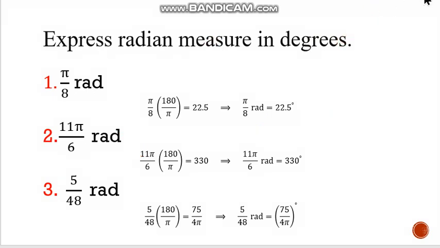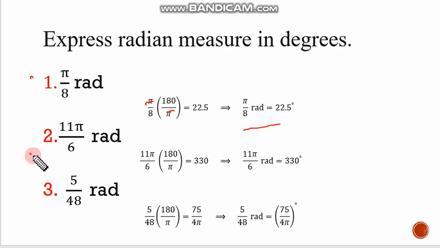Meanwhile, we will express radian measure in degrees. So the given number 1 here is pi over 8 rad. So pi over 8 times 180 over pi is equal to 22.5. So 180 divided by 8 is 22.5. Therefore, pi over 8 rad is equal to 22.5 degrees.